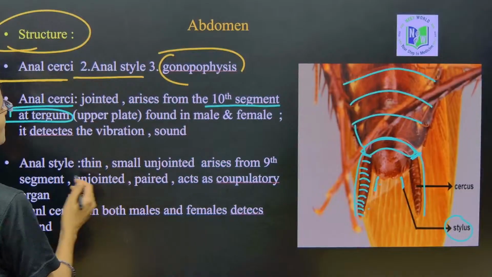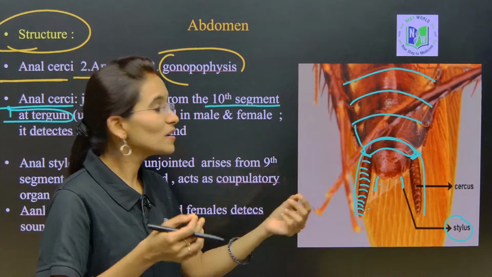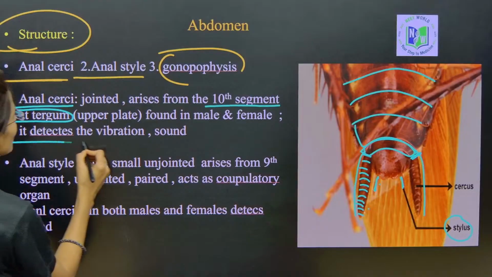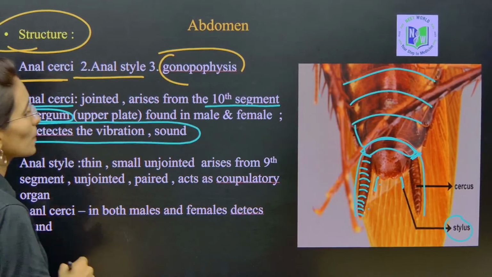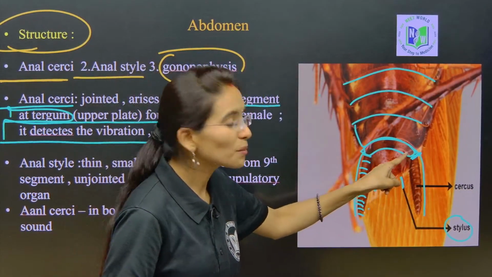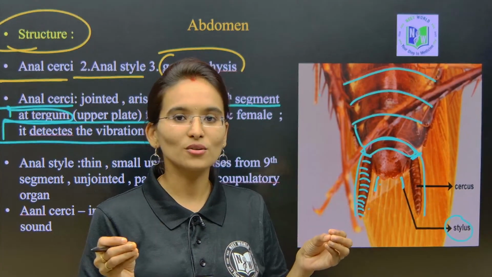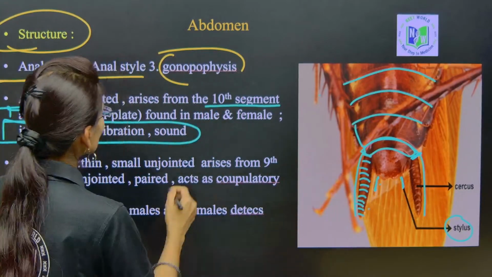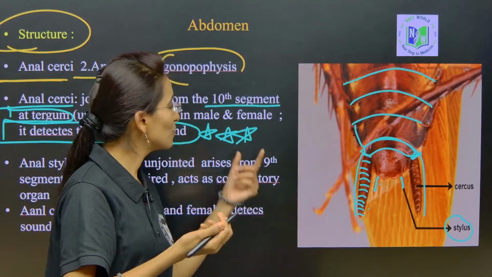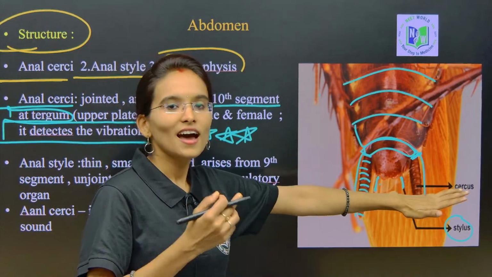Now, when it comes to the anal cerci, you just need to remember their function. The function of the anal cerci is that they mainly detect vibrations and sound. The main function of the anal cerci, which arise from the 10th segment of the Periplaneta, is the detection of sound. This is the major function, so put a star mark on it, my dear students, because we can get a question in NEET. Under the abdomen, just focus mainly on the anal cerci.